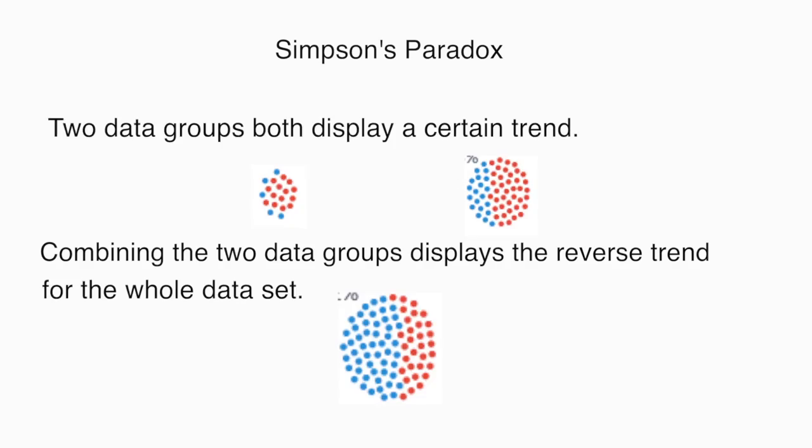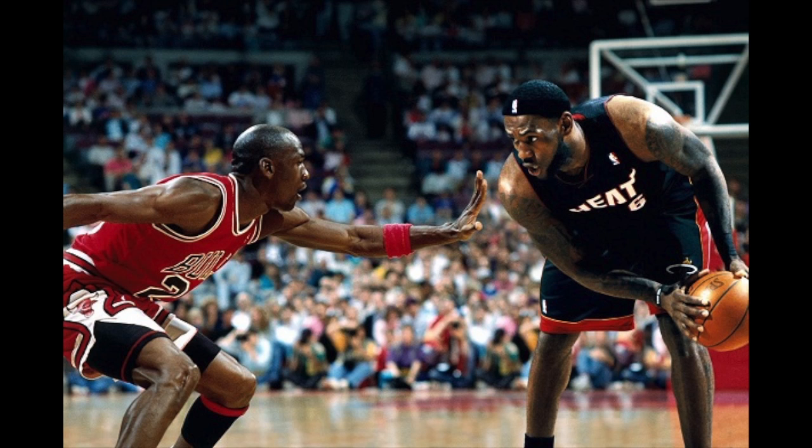Today we're going to be looking at an interesting topic in probability and statistics called Simpson's paradox. No, not like Homer Simpson. Simpson's paradox is the paradox in which a certain trend in different groups of data disappears when those groups are combined. Let's make use of a fun example from basketball: LeBron James versus Michael Jordan.